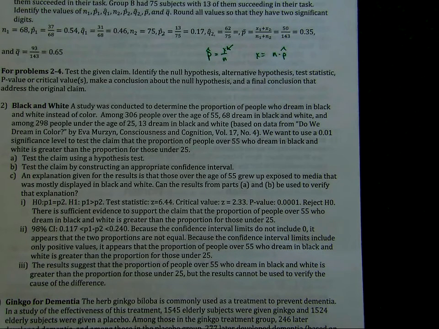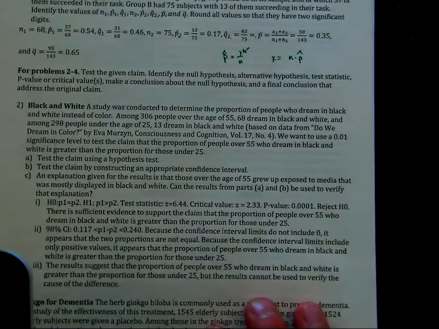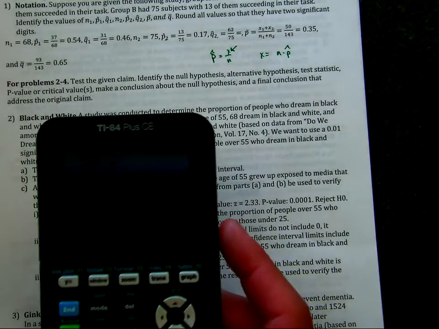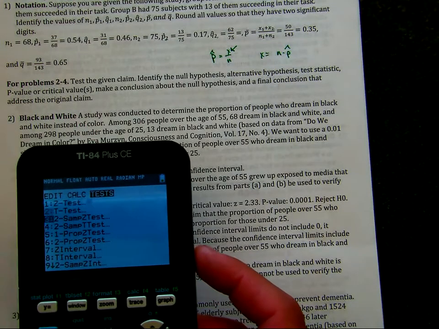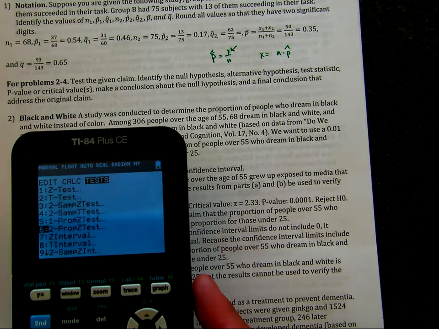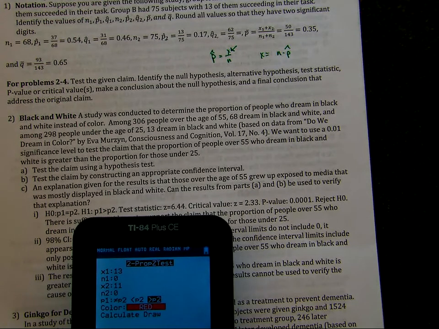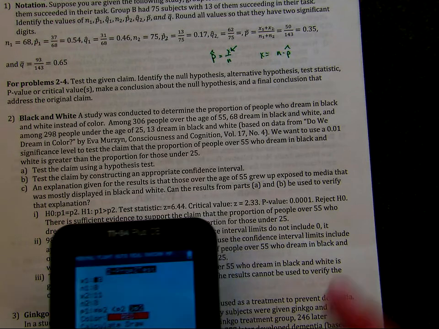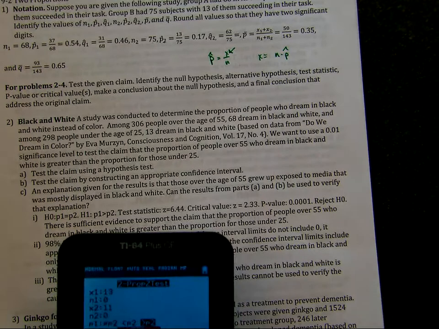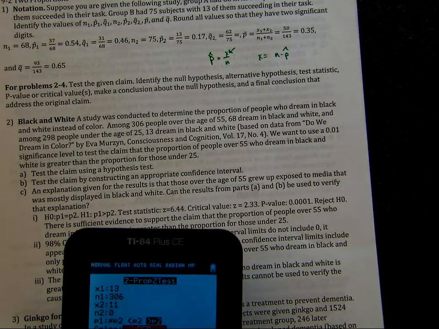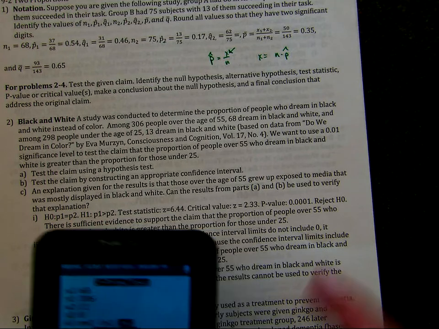Okay, so maybe wondering, how do we test the claim? All right, I'm going to show you some tricks on your calculator for this. This might be worth it to watch. We'll go to stats, and we're going to do tests, and we're going to do a two-proportion z-test. So we need to identify what X1 is. Right now you might be thinking, what's X1? Well, we're thinking about among 306 people, right? So 306 is the N1, and 68 of them dream in black and white.